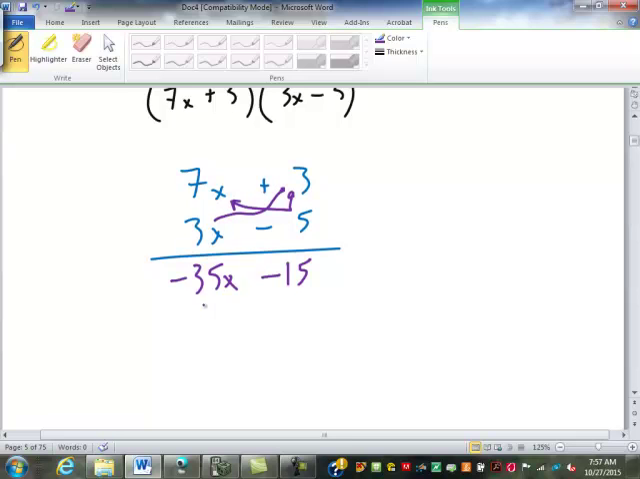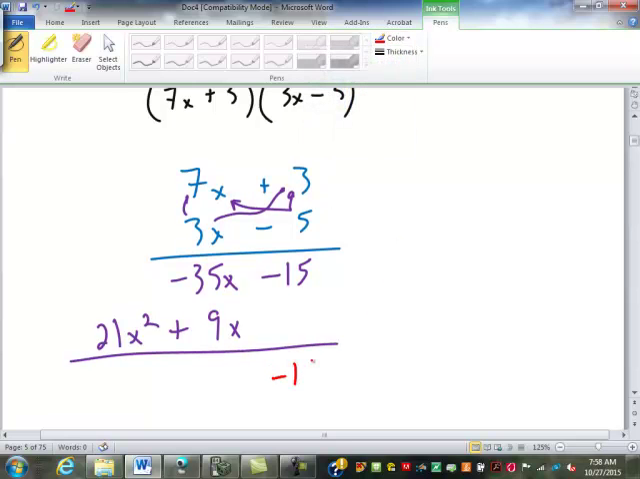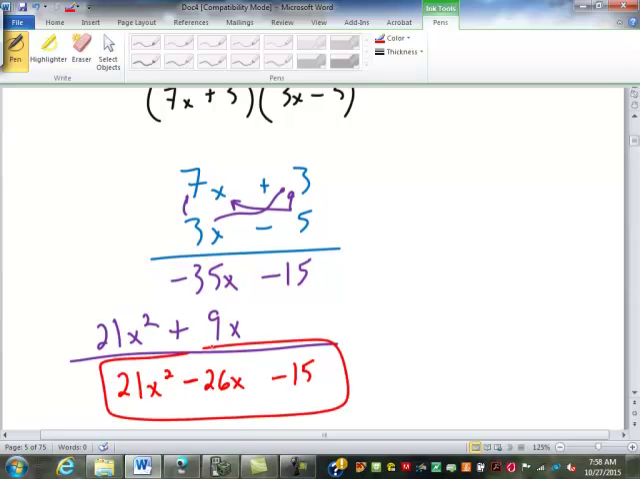3x times 3 is 9x. So it's a positive 9x. Has to go under the other x here. Then 3x times 7x, 21x squared. So now we're going to combine. Of course, the negative 15 has nothing. Negative 35 and positive 9, negative 26. And then 21x squared.